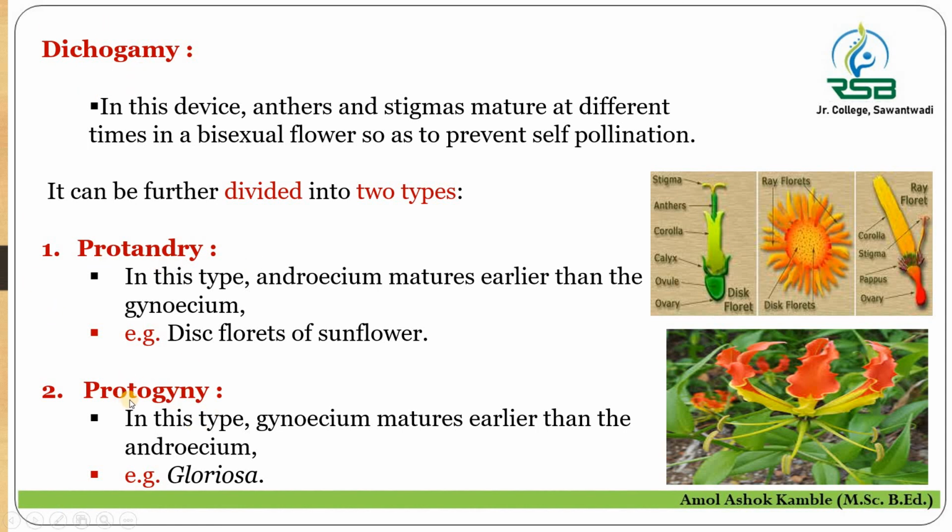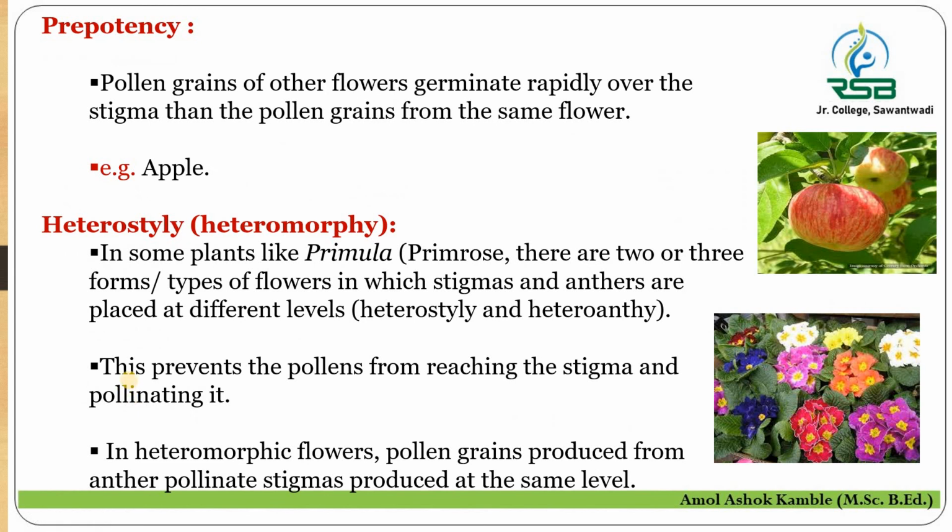Then let us come to know the third outbreeding device, prepotency. In prepotency, the pollen grains of other flower germinate rapidly than the pollen grains of the same flower. Here in prepotency, the pollen grains of another flower germinate faster on the stigmatic surface than those of the same flower, that particular plant. For example, apple shows prepotency.